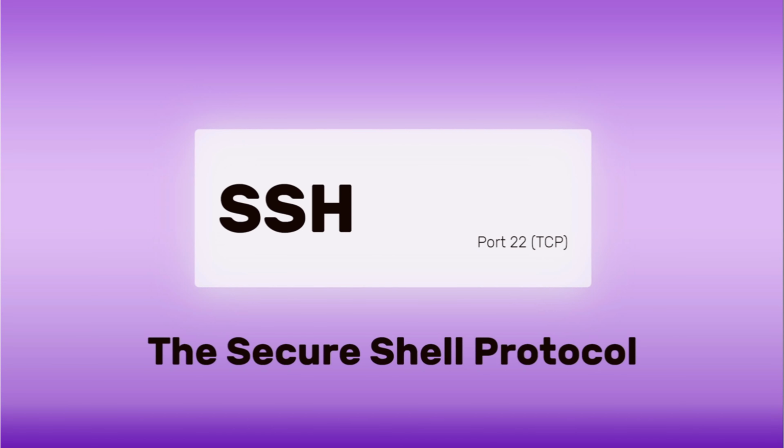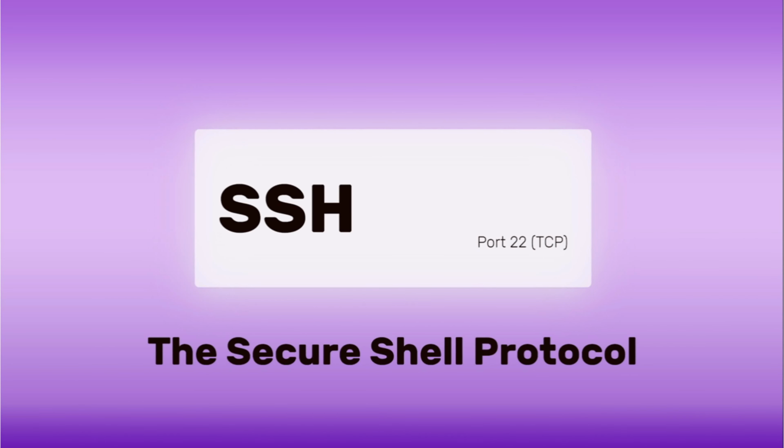So the next protocol here we have SSH, the Secure Shell Protocol, which we also use for remote access, but this protocol is encrypted, and we can call it a cryptographic protocol. It uses port 22 with TCP. So this protocol also operates on the application layer of the OSI model.